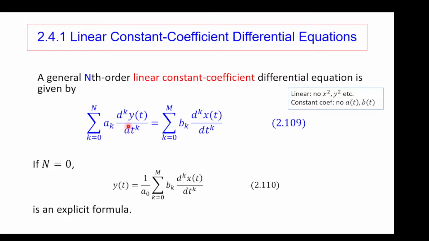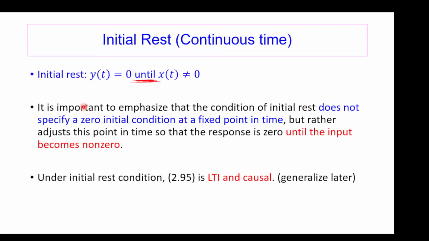Similarly, on the right hand side you have a linear combination of the derivatives of x of t: summation k from 0 to m of b_k times d^k x over dt^k. So you have the derivatives of y to the kth order in a linear combination, and the derivatives of x to the kth order in a linear combination. k is just a variable that gets summed over. Let's explain the three keywords. First, nth order just means the derivative of y is up to nth order. For example, our favorite 2.95.